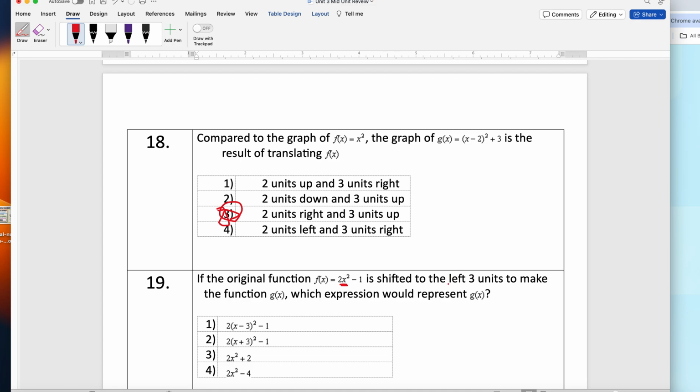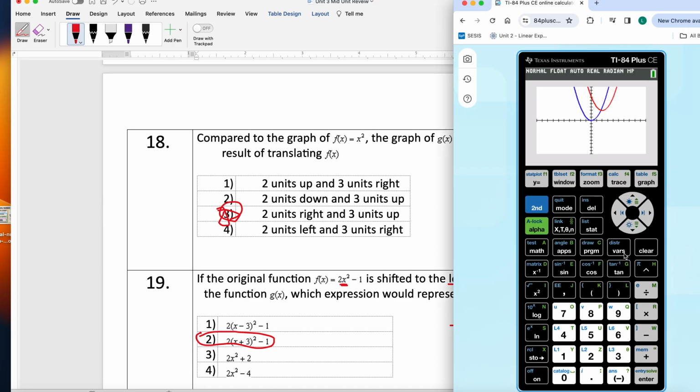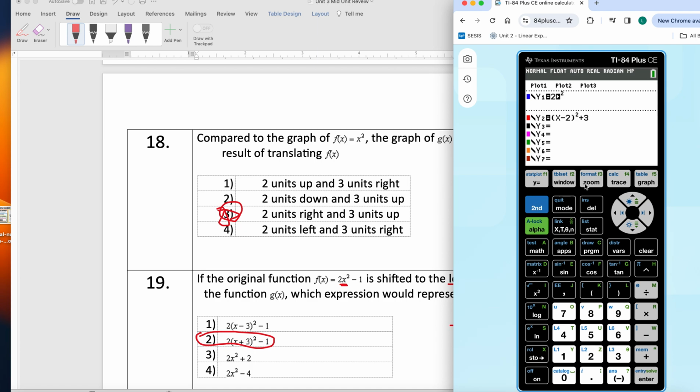So to the left 3 units means that it's addition, because when we're moving left or right, we're using the opposite sign. That 3 is in the parentheses, because it's part of the square when it's moving. That's going to be 2. And if I want to check it, we have 2x squared minus 1. I'm just going to clear that. Oops, squared, delete, delete, minus 1.